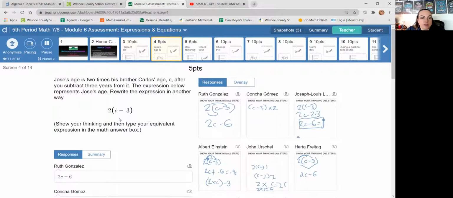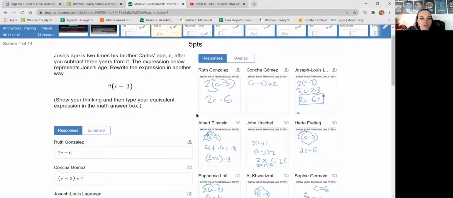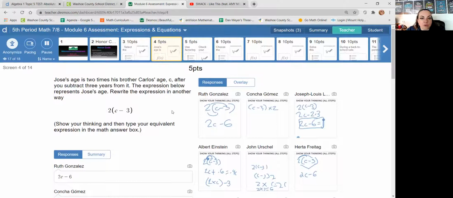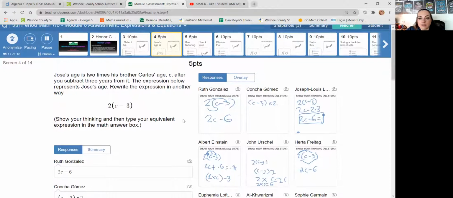This next one, we were looking for rewriting this expression. The way we've been working on that is using the distributive property. And if you are unfamiliar with that, you are still in that category of people who are not doing their work. You need to rewrite it without the parentheses. And to do that, we use distributive property. And there's been lots of instruction and practice on that.